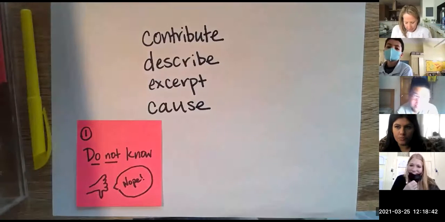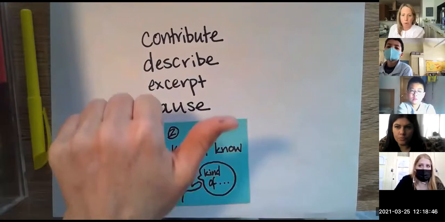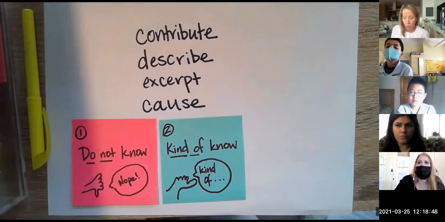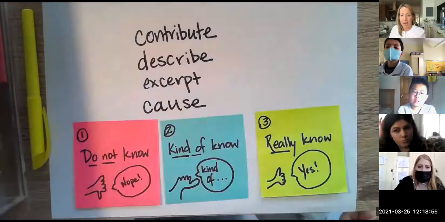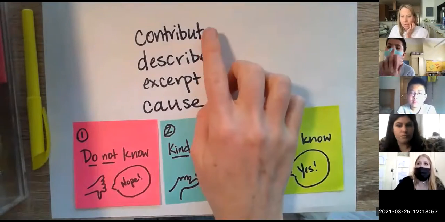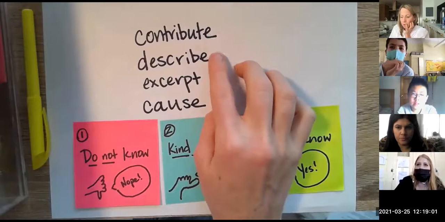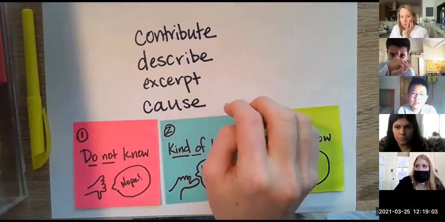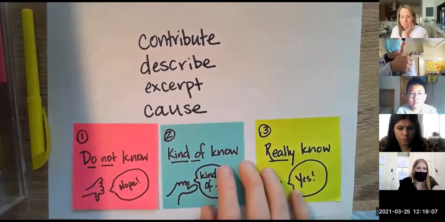Thumbs down word. Is this a number 2 word for me? And a 2 word would be like, I kind of know. Or is this a number 3 word? This is like a word, thumbs up, I really know. Take a second and look at these 4 words. Is it a 1 word? Is it a 2 word? Is it a 3 word? Is it a 1, 2, or 3 for these 4? Okay.